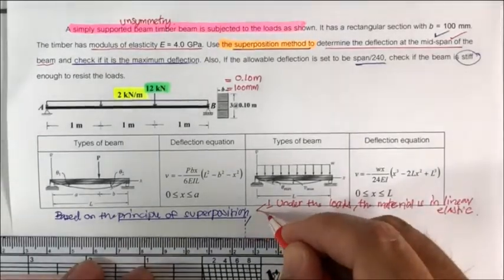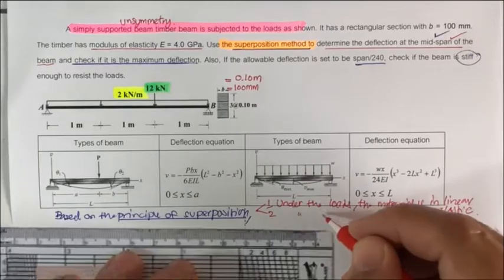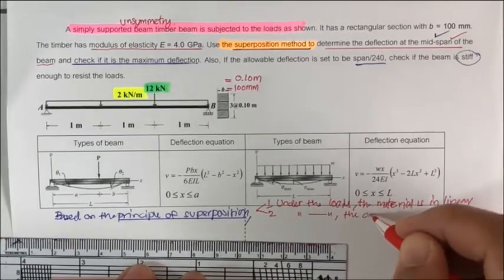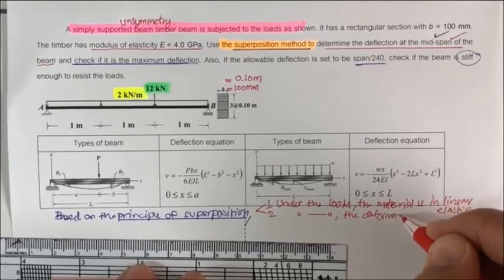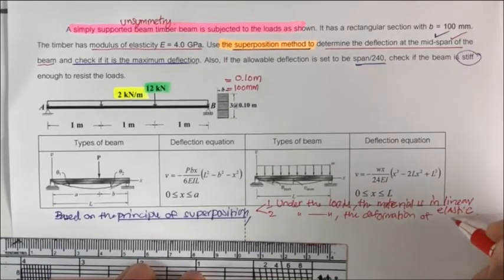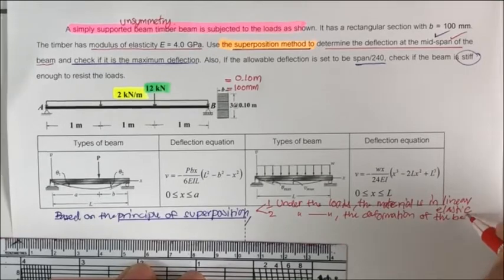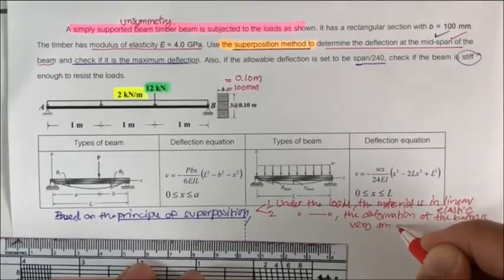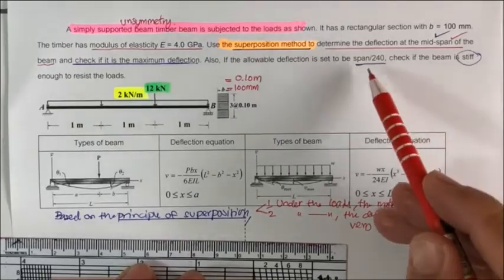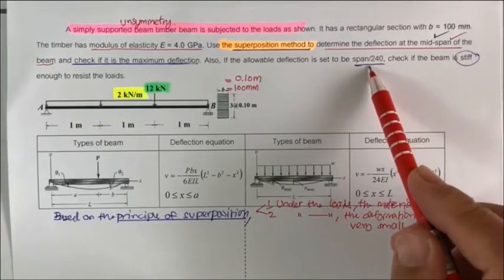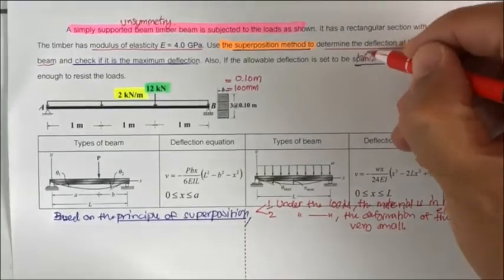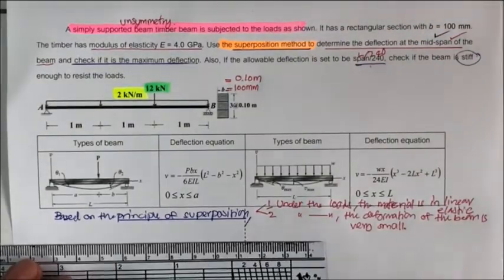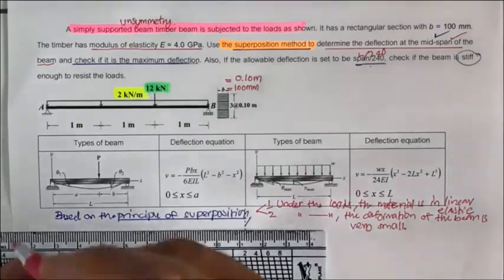And also the second, under the load, the deformation of the beam is very small. That's for sure. The deformation is going to be checked with this condition, the span over 240.